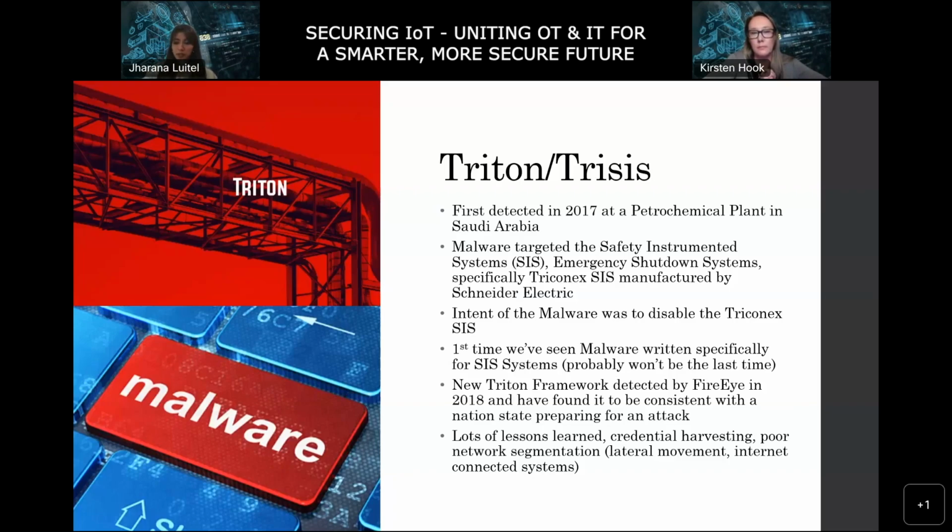And there are lots of lessons to be learned from this Trisis incident. For example, credential harvesting and poor network segmentation, which allowed the malware to move laterally and infect internet-connected systems. It's crucial that companies that rely on industrial control systems take steps to protect their systems from malware attacks like this. This means implementing more robust security measures, regularly updating the systems, and prioritizing more cybersecurity efforts to prevent potentially more catastrophic consequences. So yeah, now I'll pass it on to Kirsten, who is going to talk about the CIS controls.